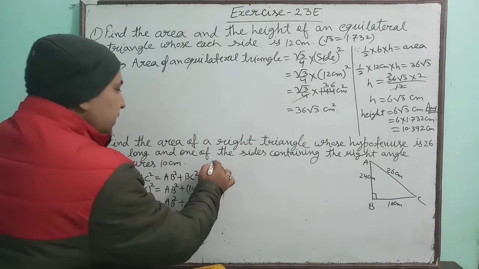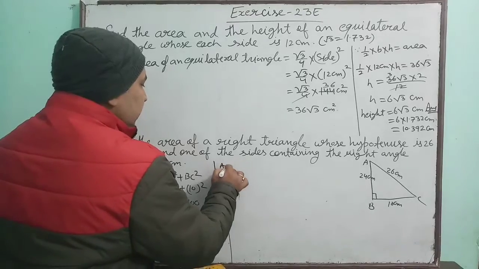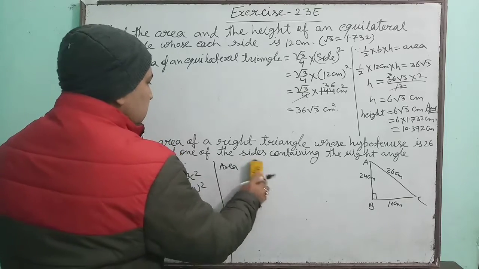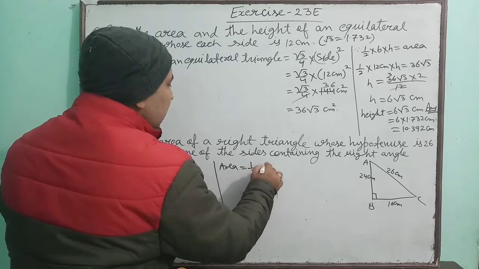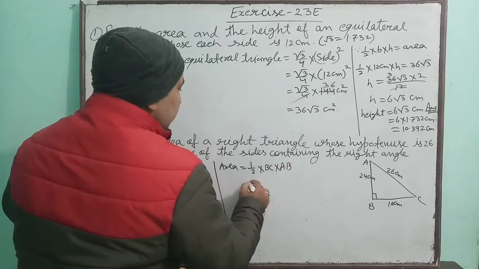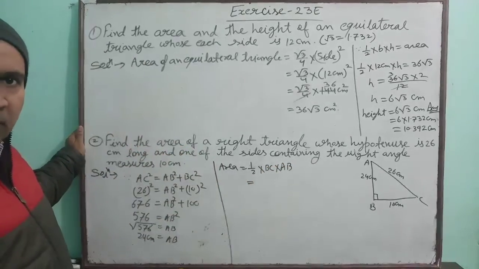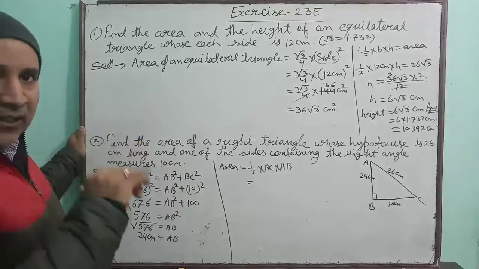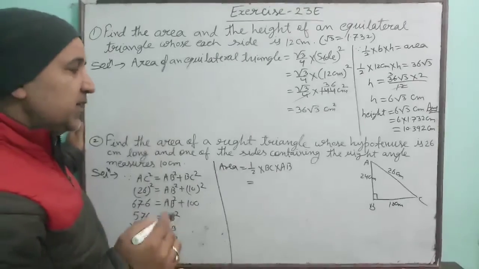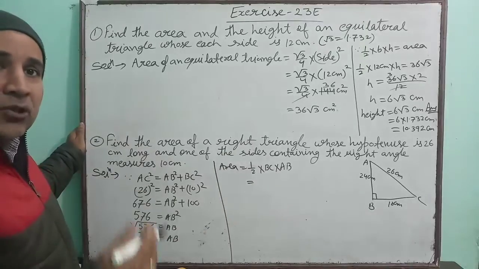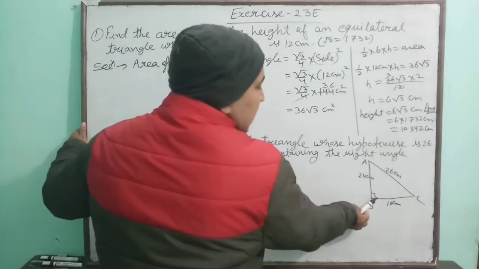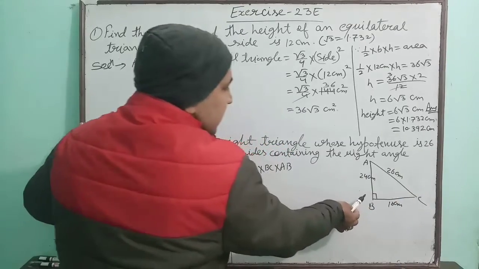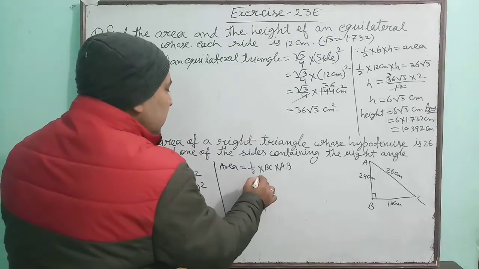But the easy process will be, if you use the formula half into base into height, your calculation will be easy. Okay. If you apply the long formula, area is equal to square root of S into S minus A into S minus B into S minus C, then the calculation will be lengthy, process will be lengthy. Here we know that if any line is perpendicular, then that is called the height. So AB is the height, BC is the base. So directly we can apply this formula.